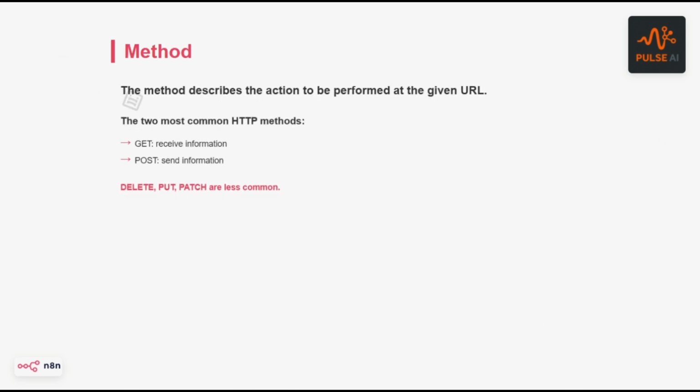Then we have the method. The method describes the action that we want to perform at the given URL. There are two main methods that we're going to be using for HTTP requests. There is the GET and the POST method. GET most of the time allows us to receive information. So if you're reading data in a Google Sheet, you're using the GET method. And POST is going to allow us to send information. So if we want to send information from a form submission, we're going to be using the POST HTTP method.